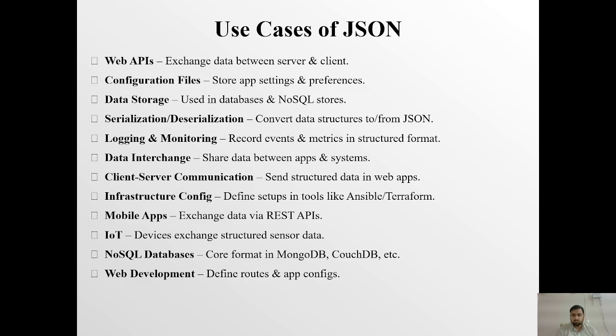Data interchange: share data between apps and systems. Client server communication: send structured data in web apps. Infrastructure config: defines setup in tools like Ansible, Terraform. Mobile apps exchange data via REST APIs. IoT devices exchange structured sensor data.